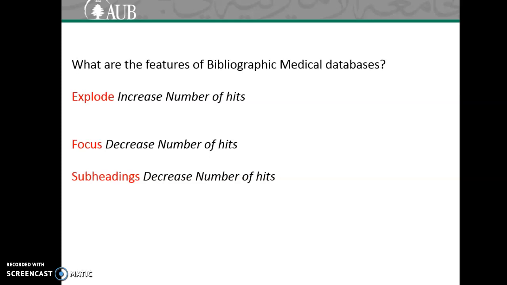Focus allowed me to select only the articles that are heavily talking about the specific MeSH. So I'm selecting the major MeSH there, which decreases the number of hits for me. Another feature that allows me to decrease the number of hits is the subheadings.